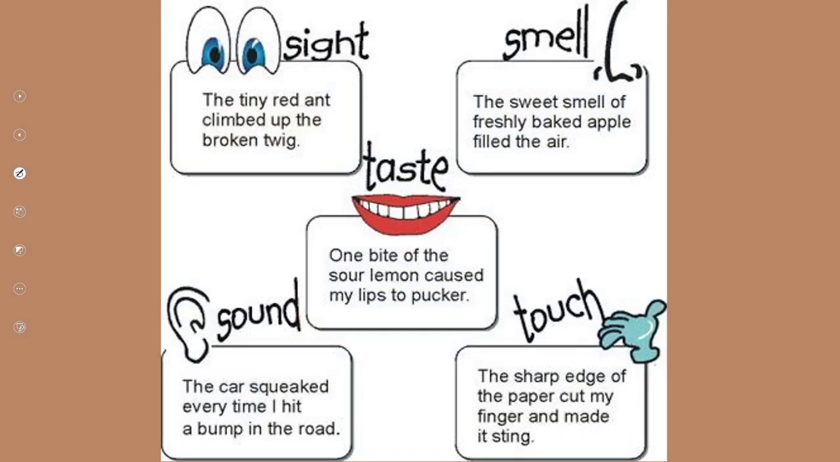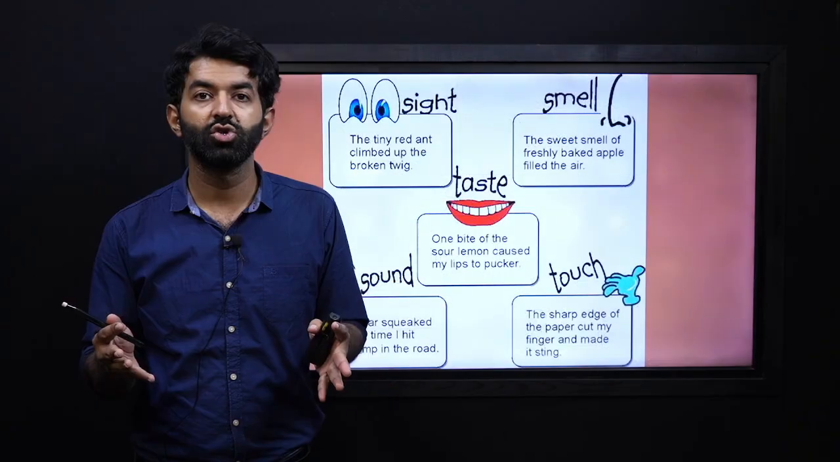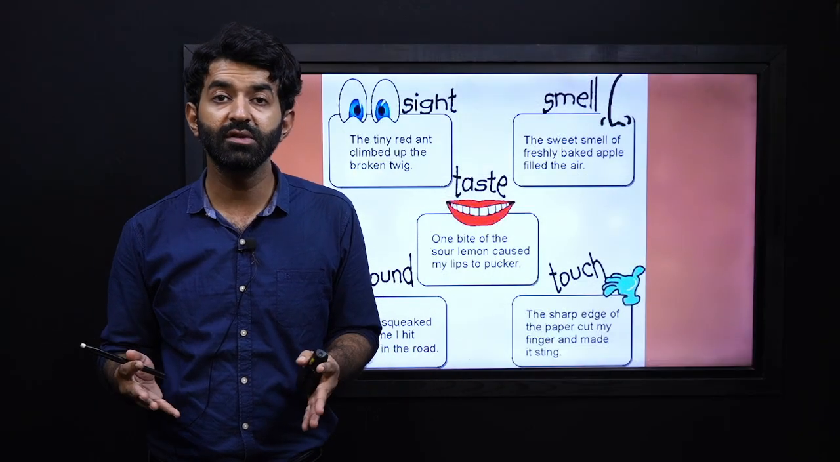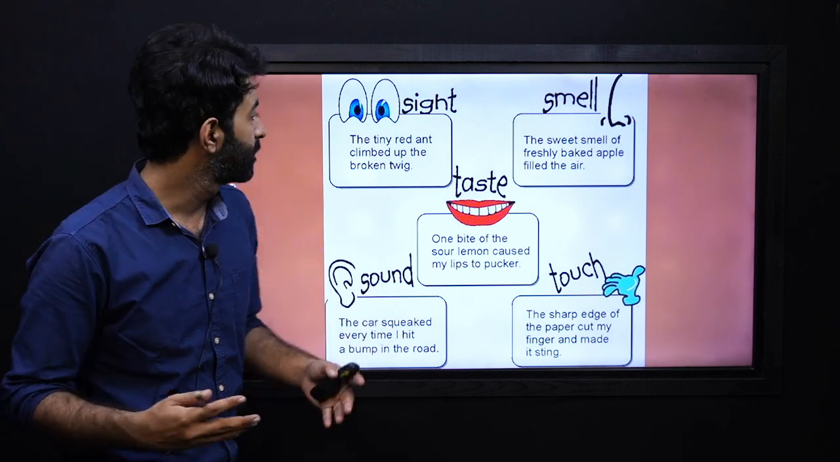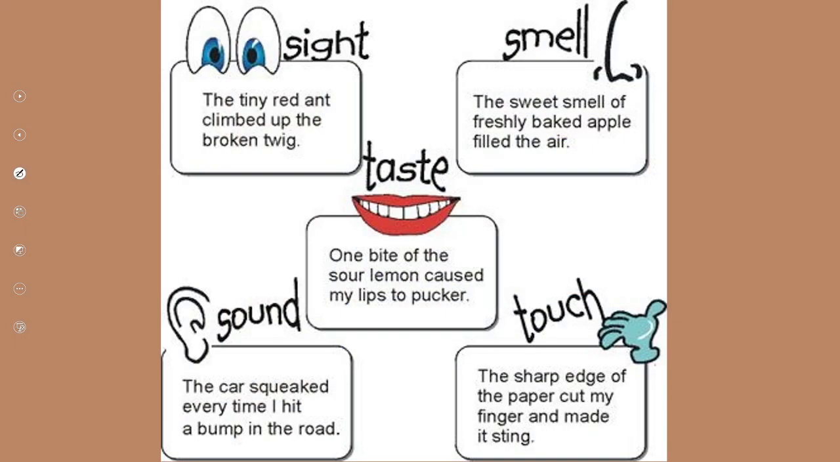Here, students, it's a graphical representation of all these different types of senses and how they can be triggered. Let's talk about sight, seeing something. If you read the sentence, "The tiny red ant climbed up the broken twig," you can actually see it when you're reading it.